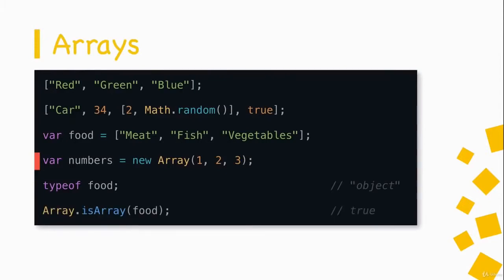So you can type in Array.isArray, and then inside the parentheses, you can type in the array to test. In this case, Array.isArray(food) equals true, because food is definitely an array. So you can use the isArray method in order to check whether a value is an array or not.